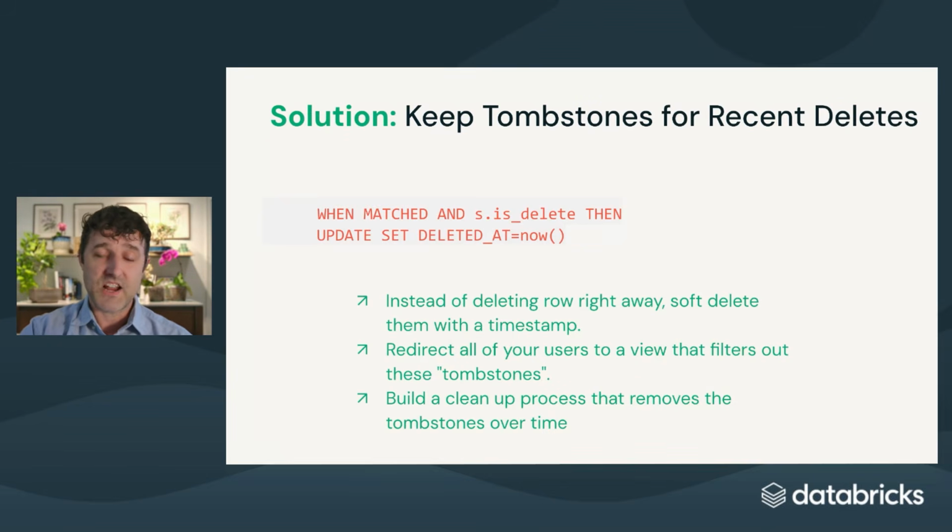We're now going to actually have to keep tombstones in the table that remind us that this row was deleted recently. So instead of deleting a row, now we'll soft delete it and we'll store a timestamp in the table of when that row is deleted. We don't want our users to see these tombstones. We'll have to redirect all of our downstream consumers to read that data out of a view that filters out these tombstones. And we don't want these tombstones to accumulate forever, so we'll build a cleanup process that removes them over time.